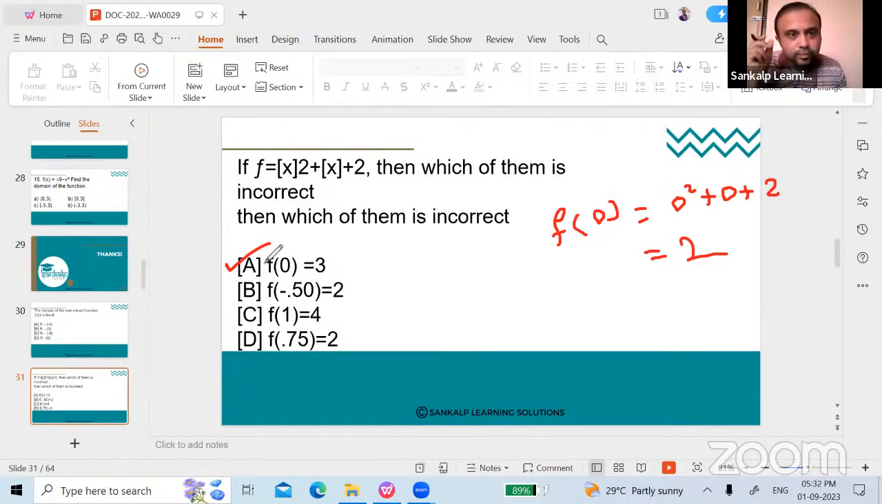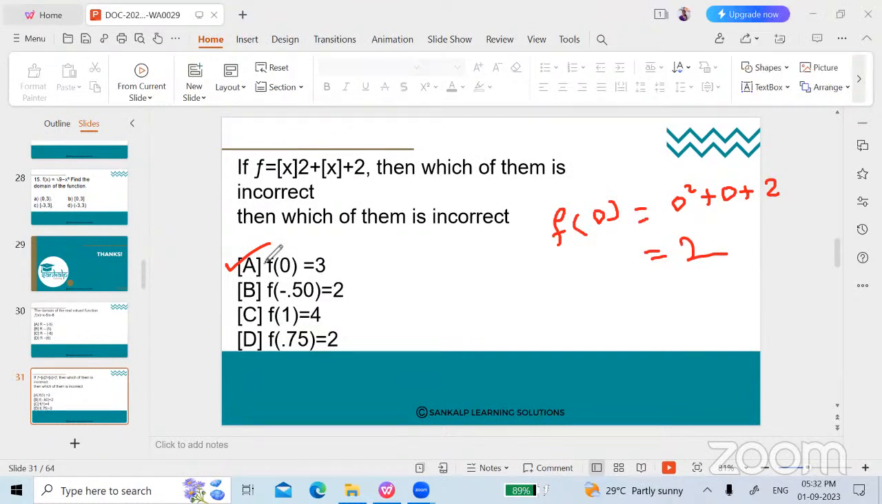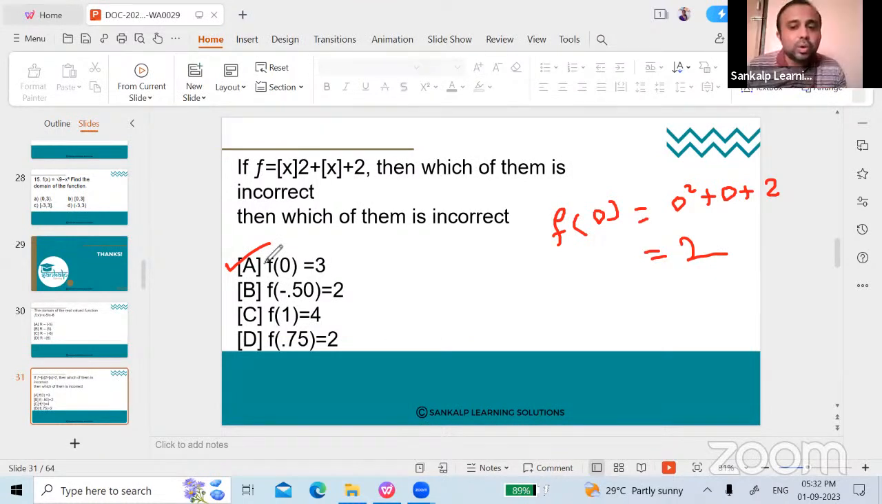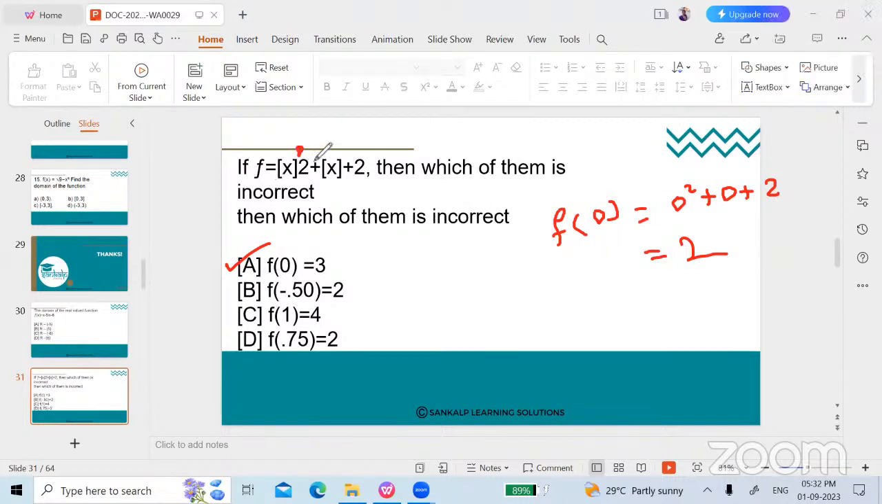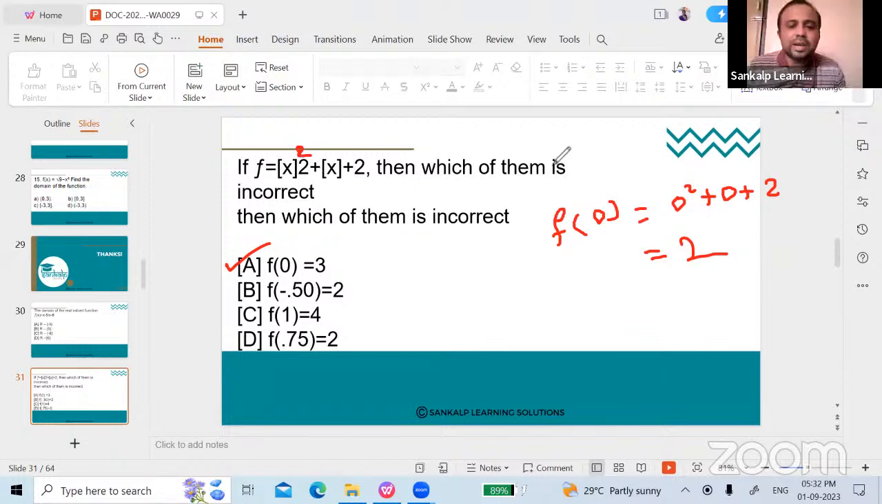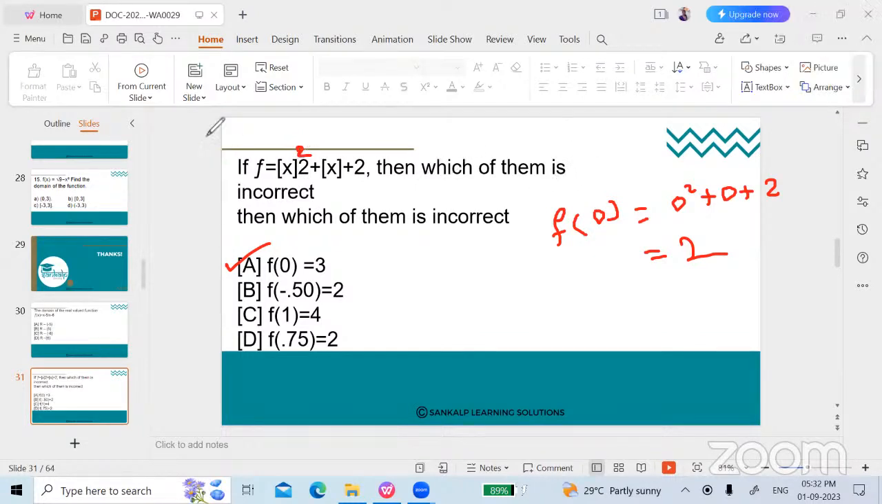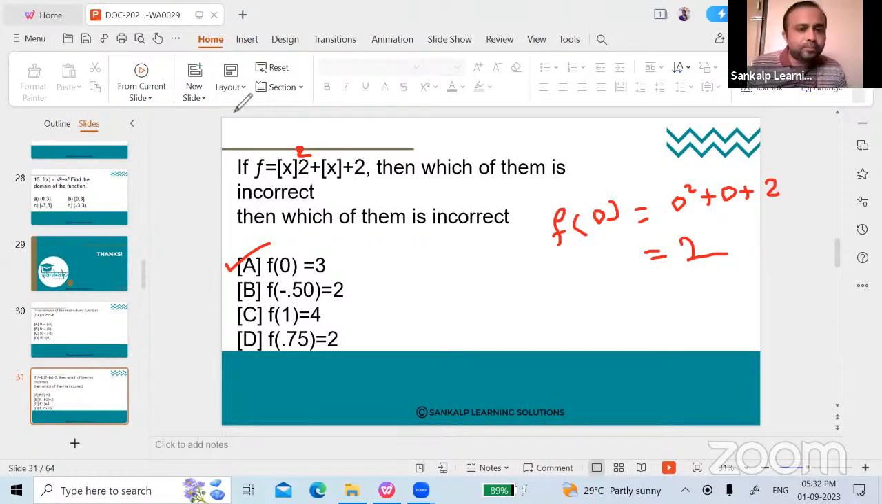How can you take 0 square? The x value is 0, so x square is 0 square, which is also 0 only. Okay, so now the next one. Please write it down or take a screenshot of this, everyone.